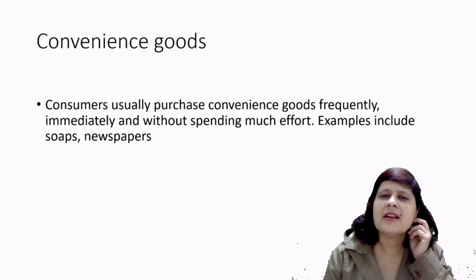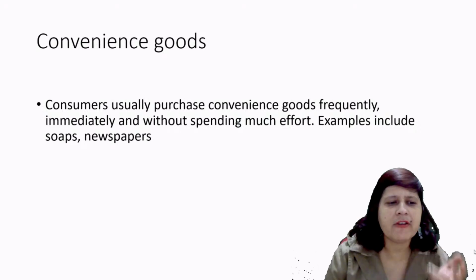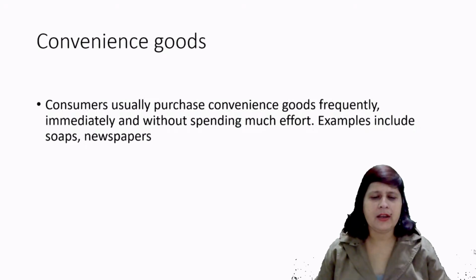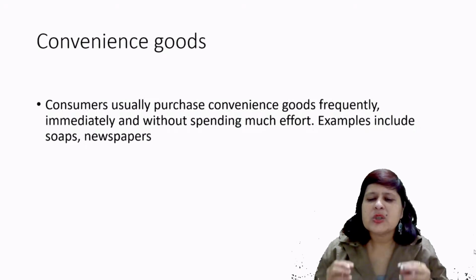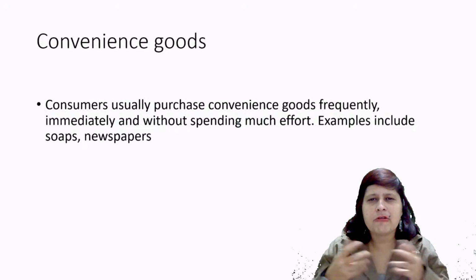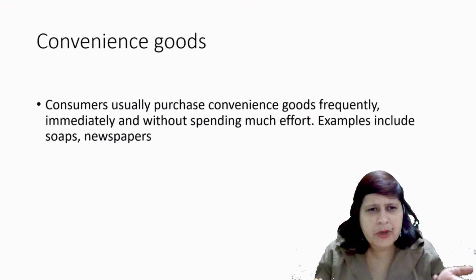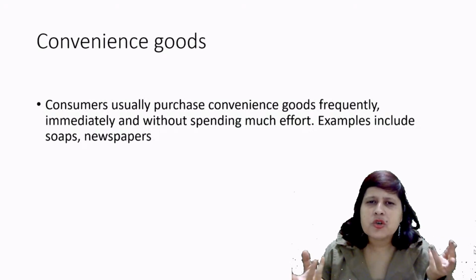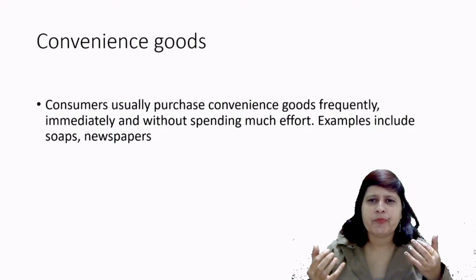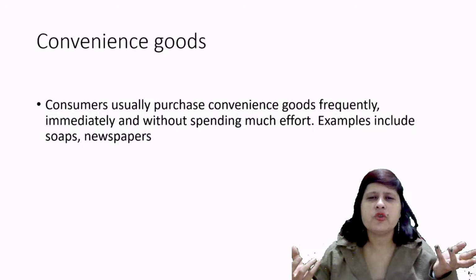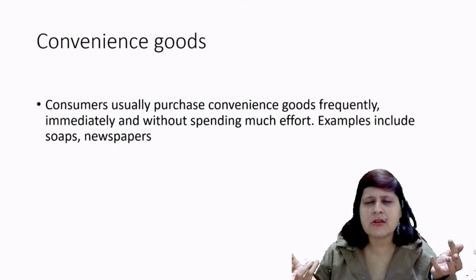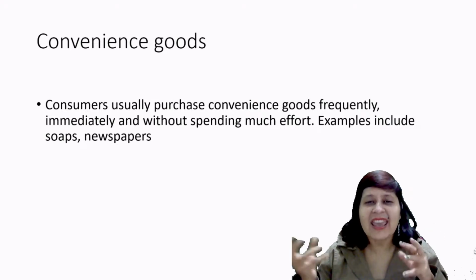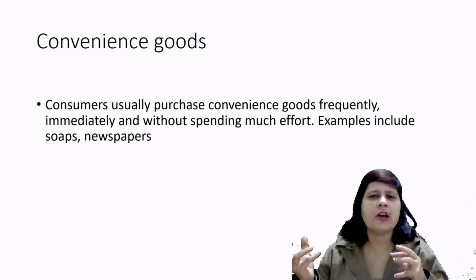Right? Then there are certain convenience goods. What are the convenience goods? Consumers usually purchase convenience goods frequently, immediately, and without spending much effort, like newspapers, soap, toothpaste. All these are convenience goods. Convenience goods are those goods which a consumer purchases frequently, which are used by the consumer on a daily basis. Those are known as consumer convenience goods, like soap, newspaper, toothpaste, eggs, bread, right? All these are convenience goods.